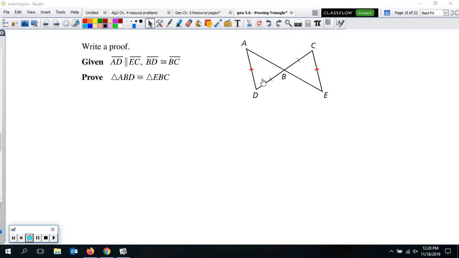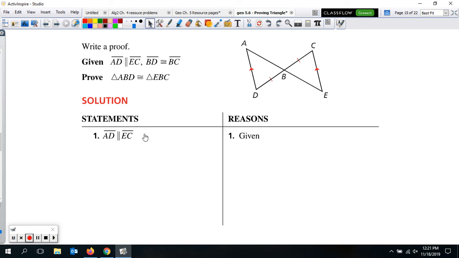Well, because of parallel lines, we can figure out angles. Alternate interior angles are congruent, so we could say that D and C are congruent. And also vertical angles can be congruent, so we can say these two angles here are congruent, and that would give us two angles and the included side. So that would help us use angle, side, angle. And so that's what they're going to show us here.